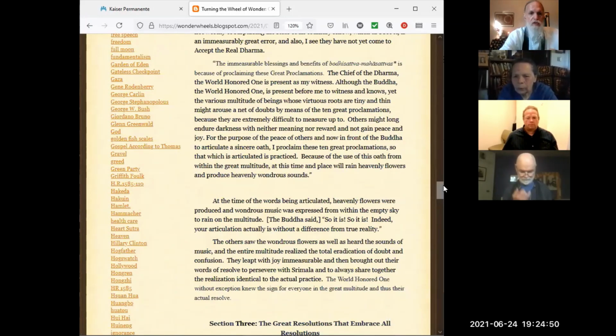Okay, so then we get to the conclusion of this section here. The immeasurable blessings and benefits of Bodhisattva Mahasattvas is because of proclaiming these great proclamations. So these are Srimala's final words after her proclamation.